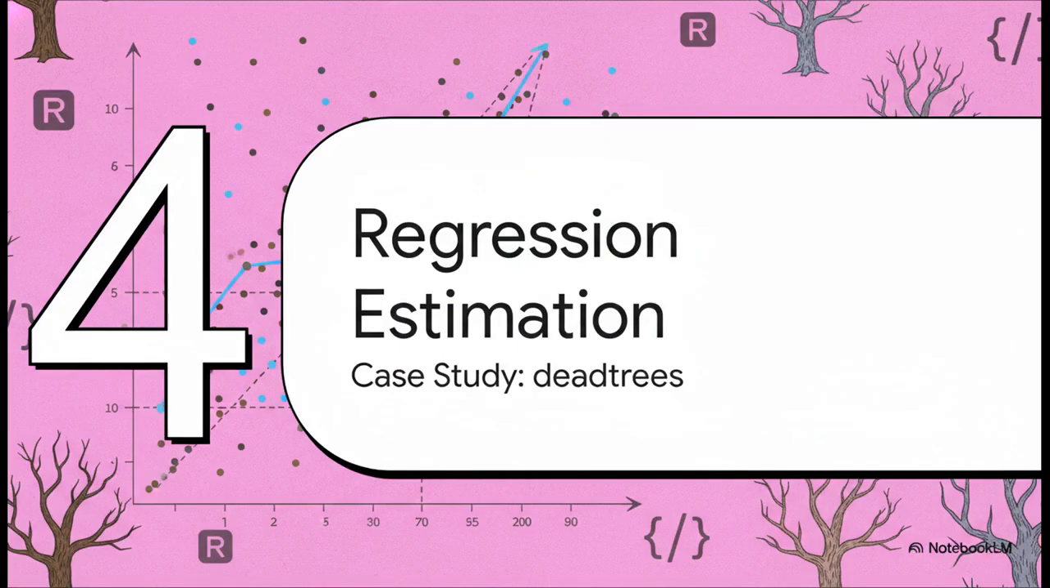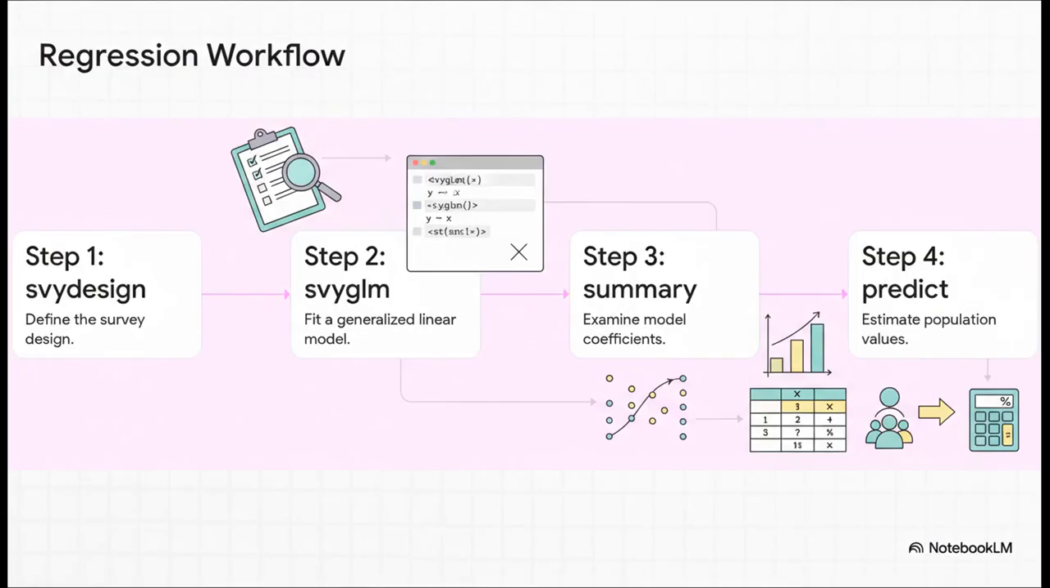All right, let's add another powerful tool to our collection, regression estimation. This technique is similar to ratio estimation, but it's even more flexible. It's particularly useful when that straight-line relationship between our variables doesn't go neatly through the origin. Let's explore this using the dead trees dataset. The workflow for regression estimation is also a really clear 4-step process.